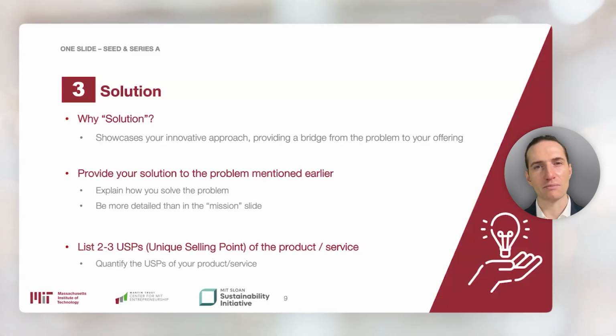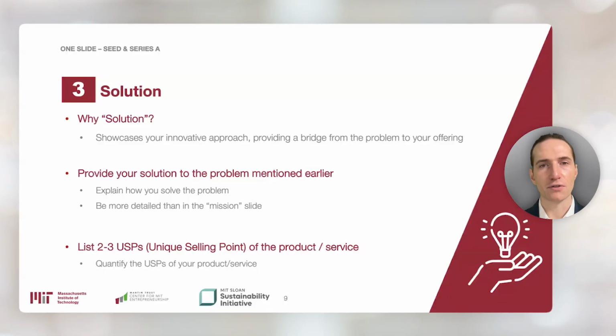In the mission slide, you already mentioned what you want to do, but in the solution slide, you're going to be more detailed and relate to the problem you mentioned earlier. And then finally, this is also extremely important for VC investors: you quantify your USPs. You usually mention 2 to 3 USPs. I would not mention more than 3 because then it gets too confusing for VCs and it's not clear what your USP is going to be.